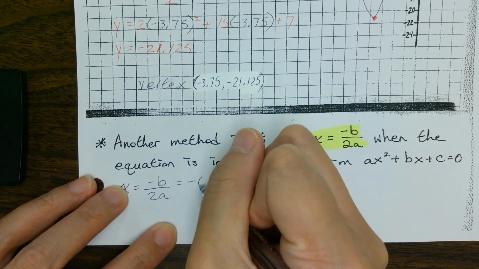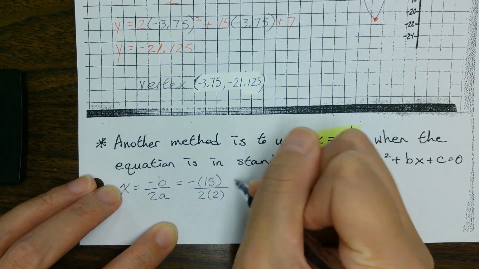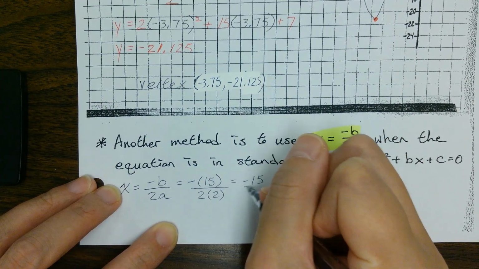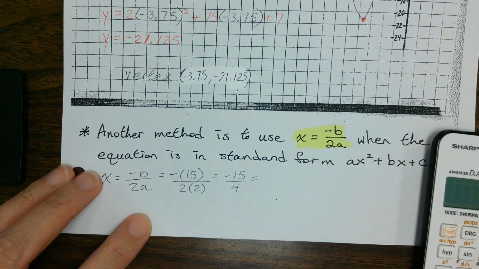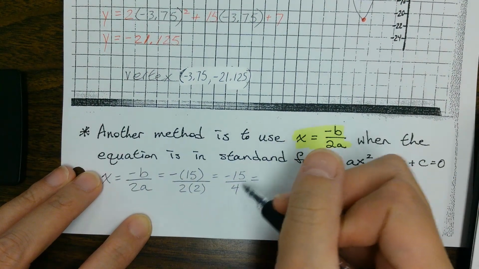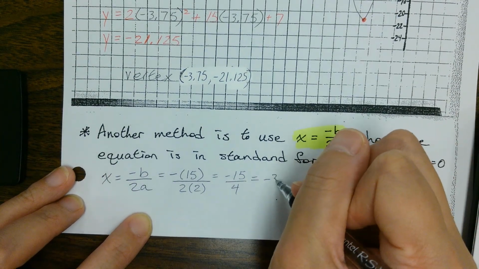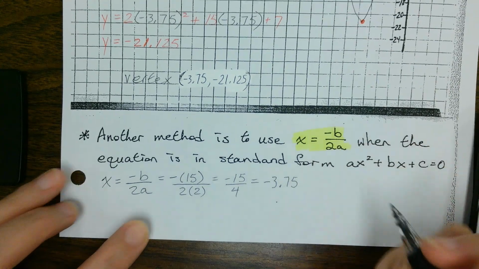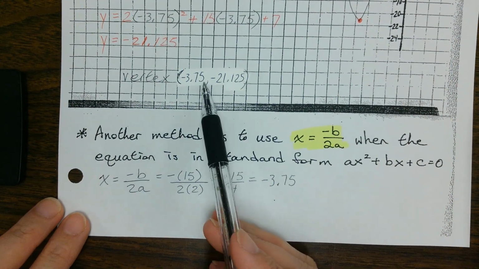So negative 15 over 2 times 2, negative 15 over 4. When you divide that, what do you get? Negative 15 over 4. Negative 3.75. Ta-da!